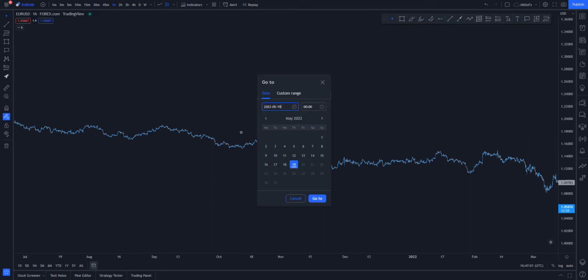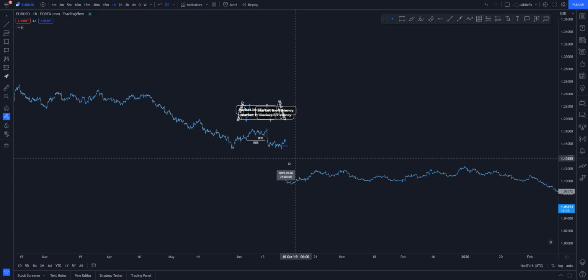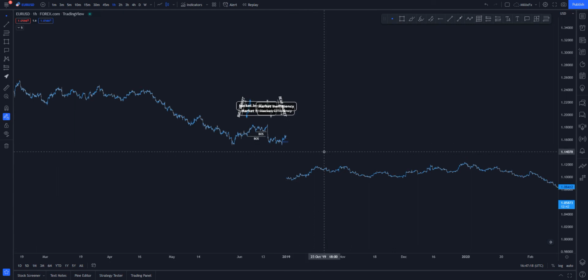Okay, send me to 2018, August 20th. Let's see if it takes us to that place. All right. Oh, okay, so it created a huge gap, right? Price created a huge gap from here.